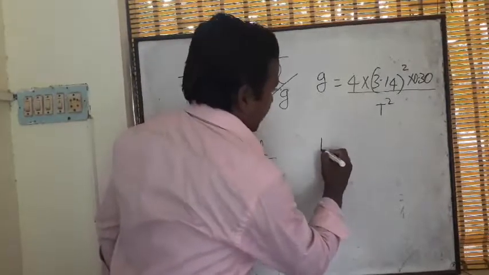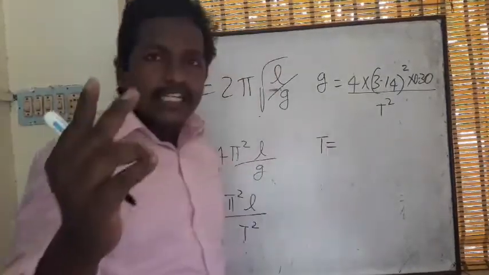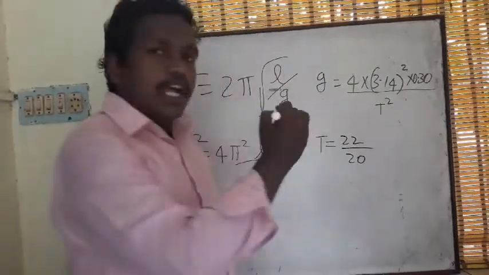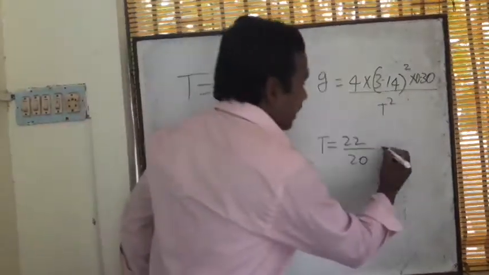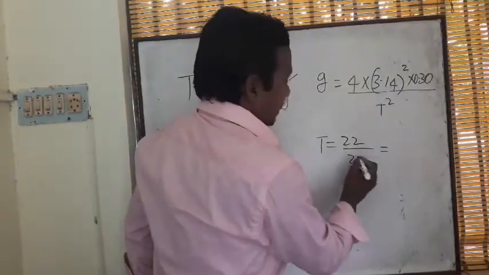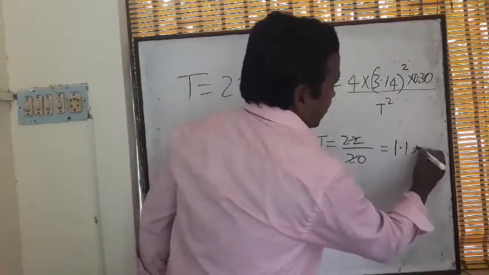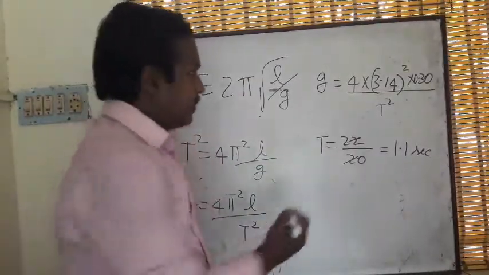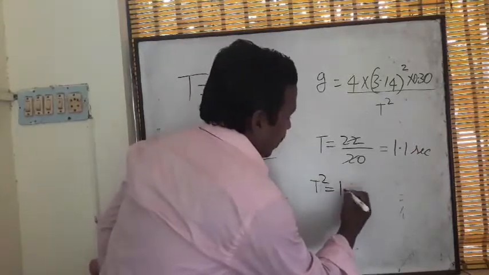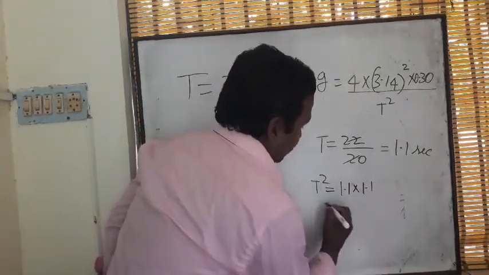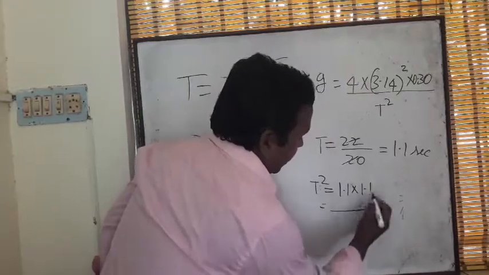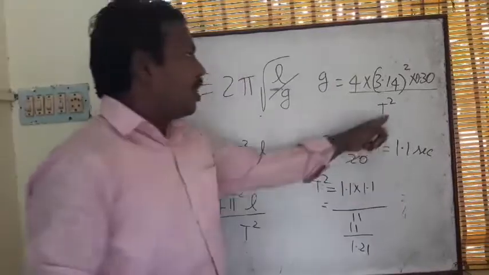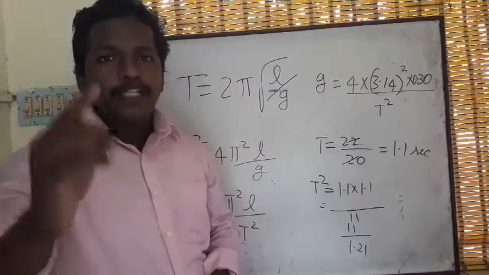So 20 oscillations take 22 seconds. That means one oscillation is 22 by 20, which gives 1.1 seconds for one oscillation. Actually, we should find T square. So T square is equal to 1.1 into 1.1, and the answer is 1.21. So T square I got as 1.21.